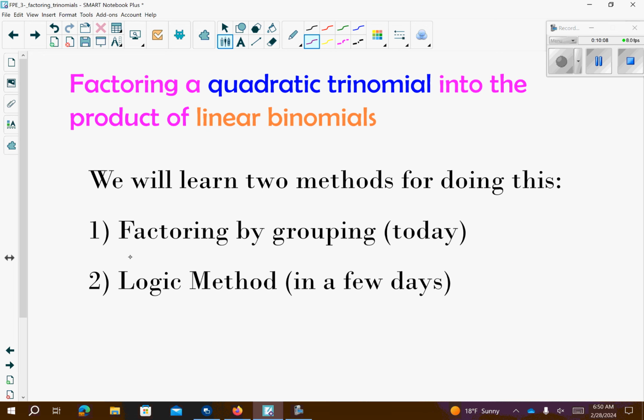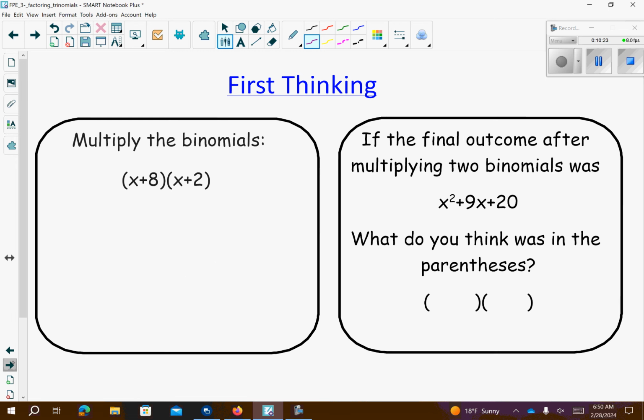So we're going to be looking at factoring by grouping. That's what we'll focus on mainly. I only want to show you the one. You'll start seeing some logical ways to do it later, but factoring by grouping will work every time, including in geometry and other classes. Okay, so if you multiply this together, that's going to give me x squared. That's going to give me 2x. That's going to give me 8x. That's going to give me 16. Combine those together and we get this.